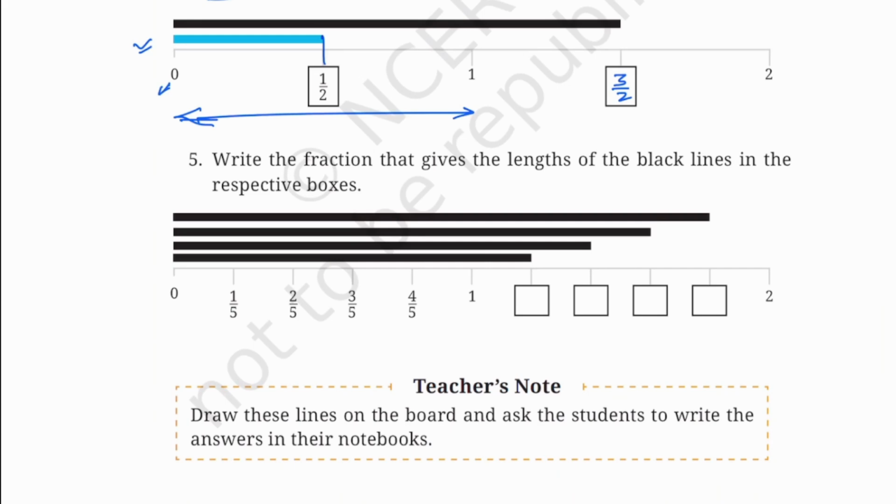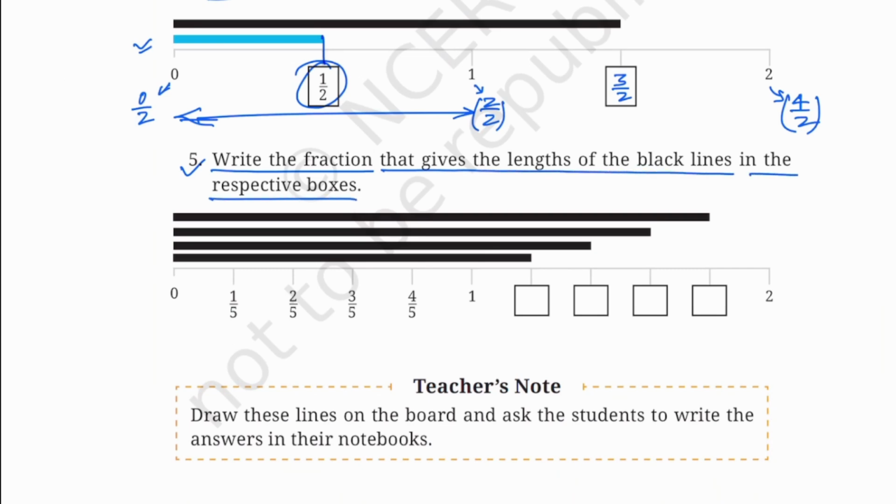You already know 0 can be written as 0 upon 2, 1 upon 2 here, 1 can be written as 2 upon 2. Similarly, this one 3 upon 2 and 2 can be written as 4 upon 2. 5. Write the fraction that gives the length of the black lines in the respective boxes. You can see 0 here, 1 upon 5, 2 upon 5, 3 upon 5, 4 upon 5. This one 5 upon 5 or 1. Here 6 upon 5, 7 upon 5, 8 upon 5, 9 upon 5. Similarly, 2 can be written as 10 upon 5.